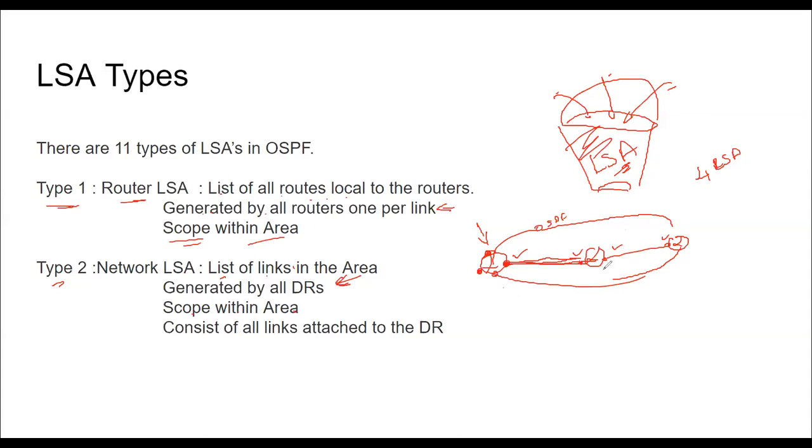For example, I have these 3 routers. The total number of type 2 LSAs will be 2. How many links are there? 1 link and 2 links. You can think in that way. Or else, how many DRs will be here? For example, he is a BDR for these 2 links, and he is the DR. For these 2 links, he is a BDR and he is a DR. So how many DRs are there? 2. If there are 2 DRs, you will find 2 type 2 LSAs.